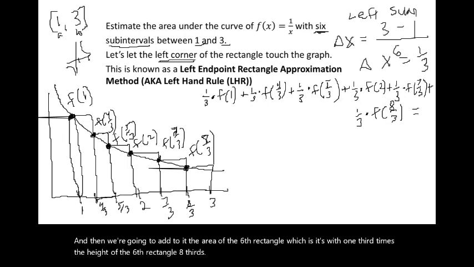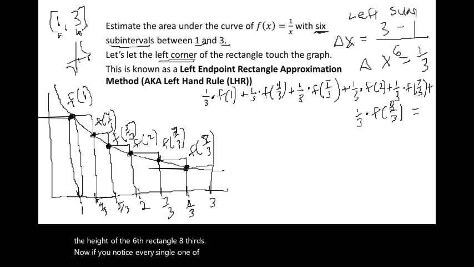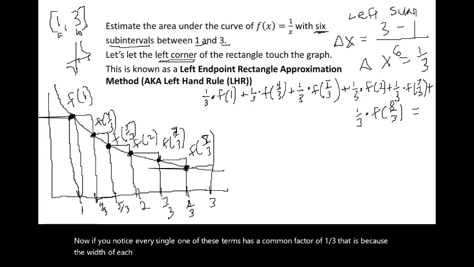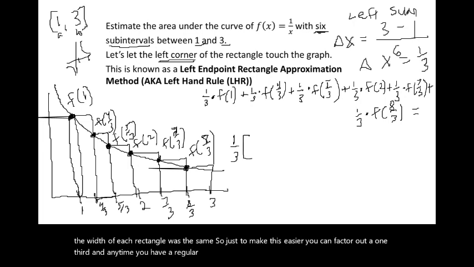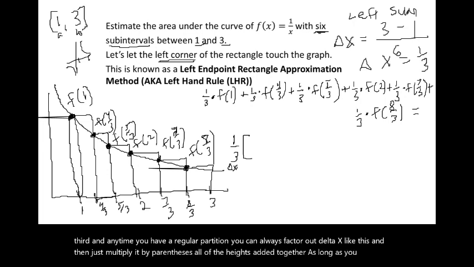Now, if you notice, every single one of these terms has a common factor of 1/3. That is because the width of each rectangle was the same. So just to make this easier, you can factor out a 1/3, and anytime you have a regular partition, you can always factor out delta x like this, and then just multiply it by parentheses, all of the heights added together, as long as you use parentheses.